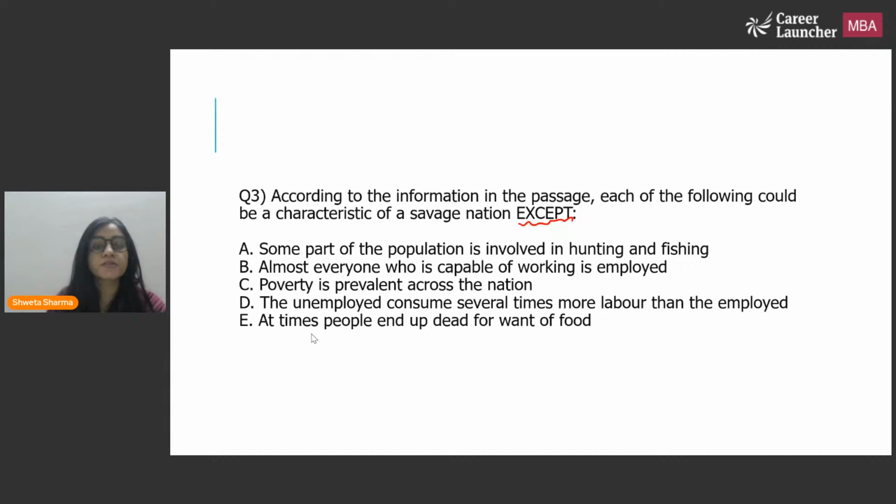Please eliminate the options if unable to find the right answer. Also, what goes with the passage is not correct this time. You're looking for something which is not true as per the passage.